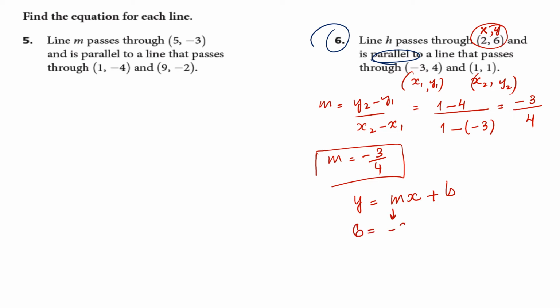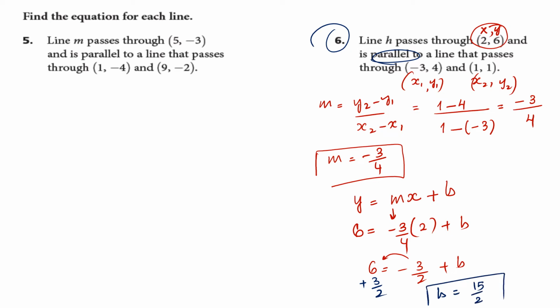Change m to negative 3 by 4. The value of x is 2, plus b. 6 equals, if you write this negative 3 over 4 times 2, you will get negative 3 over 2 plus b. Bring the negative 3 over 2 to the other side. When negative goes to the other side, it gives us plus 3 over 2. So write in the calculator 6 plus 3 over 2 and you will get 15 over 2. So the value of b is 15 over 2.